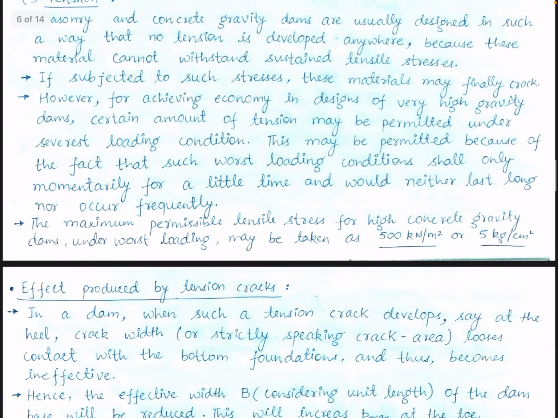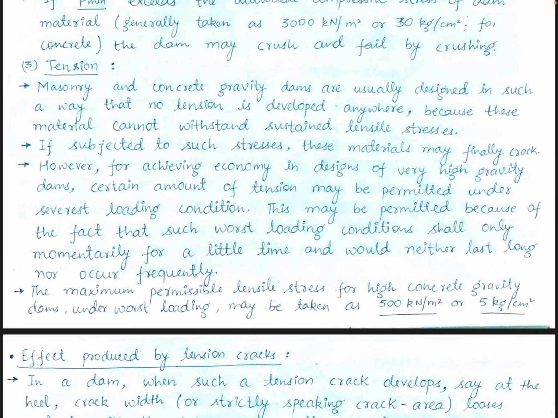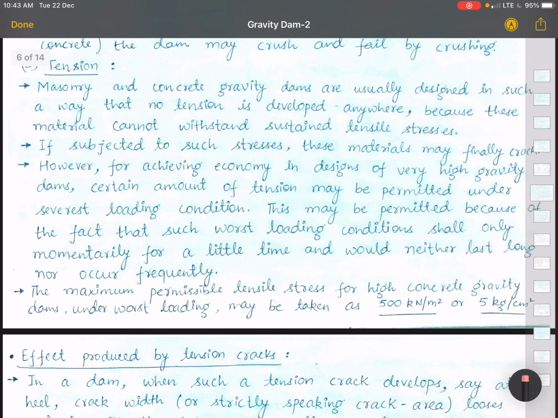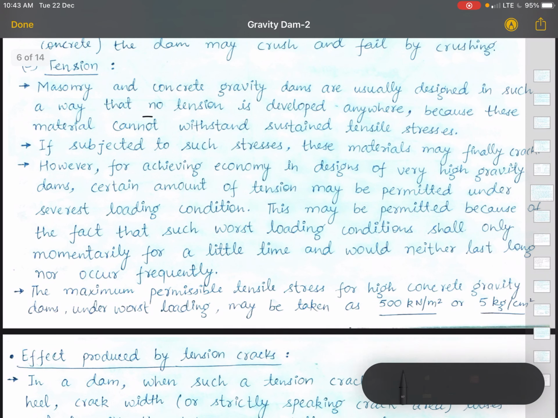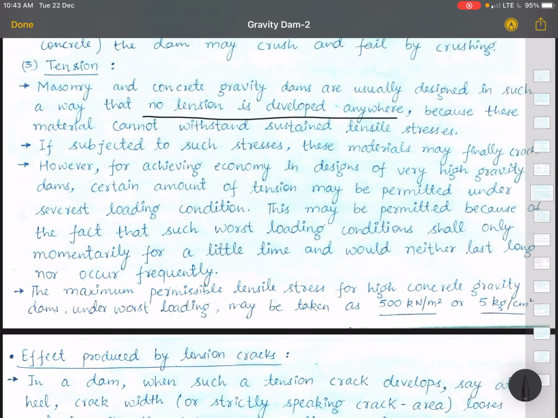Now let us see how tension is going to affect our dam. Masonry or concrete dams are usually designed in such a way that there is no tension. There should be no tension developed anywhere, because these materials cannot withstand sustained tensile stresses. If sustained load is there, it will gradually lead to greater tension, which is not acceptable. If subjected to such stresses, these materials may finally crack. So we have to avoid this type of cracking.